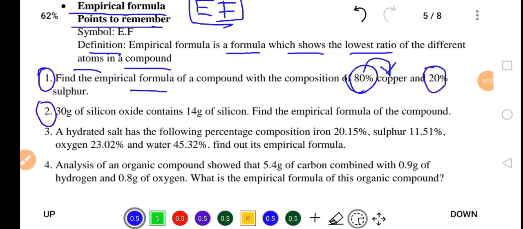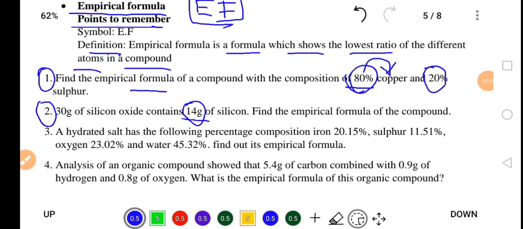What is the empirical formula? I want you to understand an important point here. This percentage composition can be given as the percentage or as the mass, but the treatment is just the same. For example, question 1, they have given you the percentage composition. But in question 2, they have given you masses. If they wanted, they would have used 14% instead of 14 grams. Even here, if they want, they can use 80 grams. It's just the same.